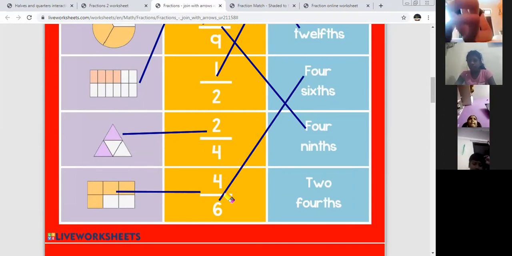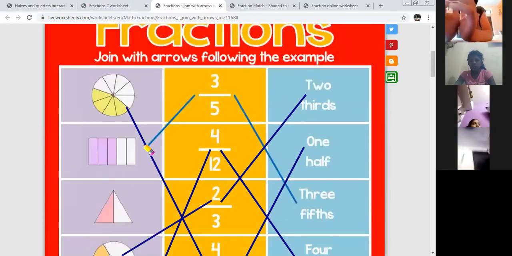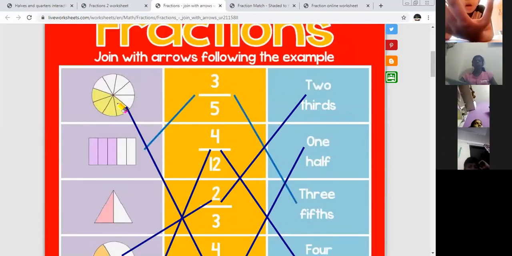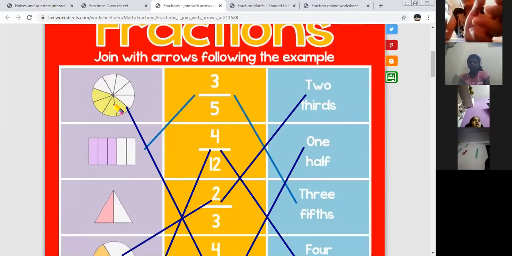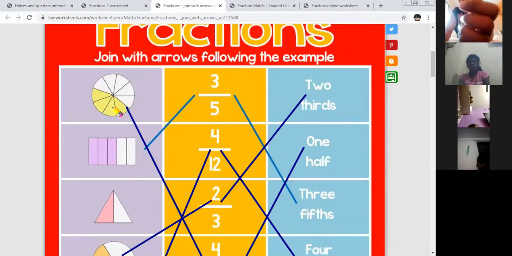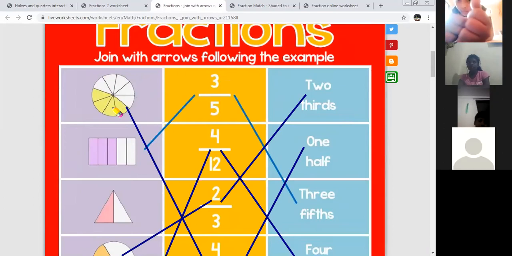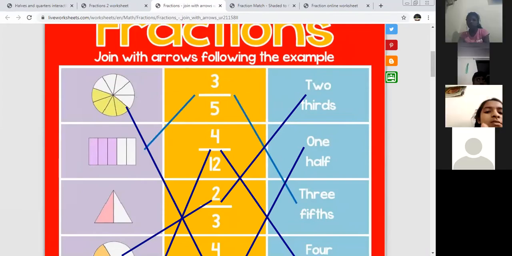Okay. Is it clear, children? Any doubt in this? How to match it? First we have to find out the total parts. In that, how many parts are colored, and then we can write the fraction. Number of parts colored by total parts. Like that we will get the fraction.